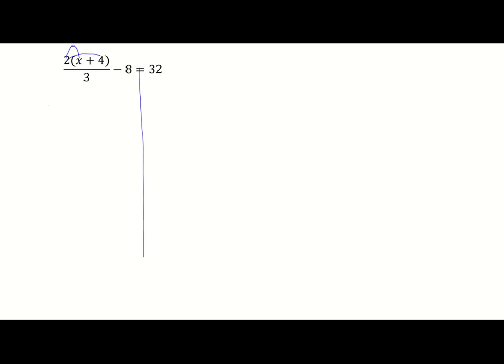So 2 times x is 2x. 2 times 4 is 8. All of that still divided by 3. We still have the minus 8, and that's going to be equal to 32. Our next step, now that we've distributed, is we're going to want to isolate the part of our equation that has the variable. In this case, that is the entire fraction, 2x plus 8 over 3. So if I want to get what's in the box by itself, I have to get rid of the minus 8 that's currently with it by adding 8 to both sides.